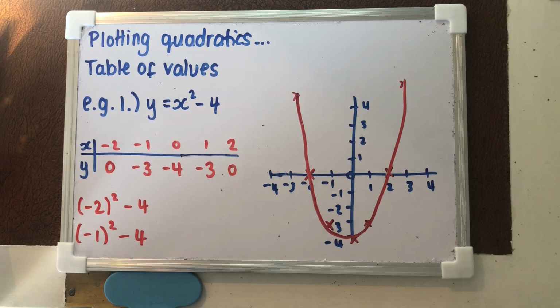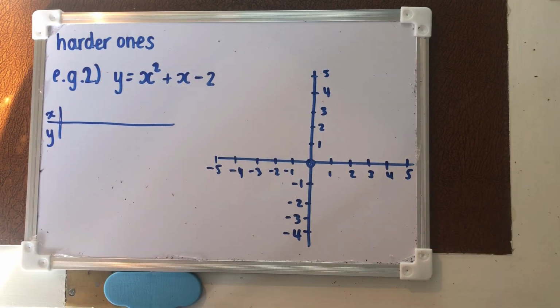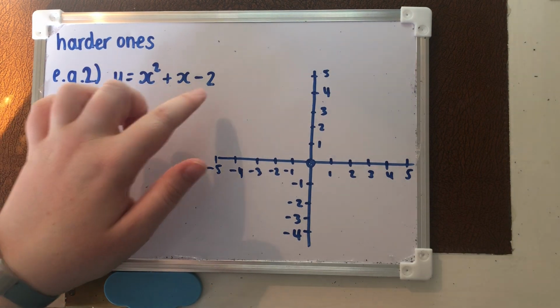Okay, so that's the basics anyway of how to do a quadratic one. Now we're going to do one more. It's slightly harder just because obviously before we just had the x squared and then a number.